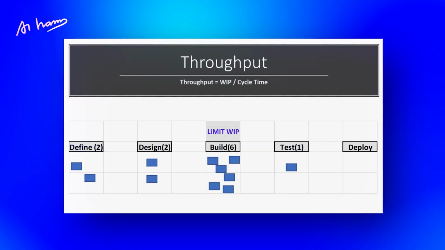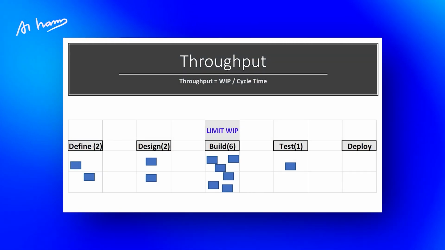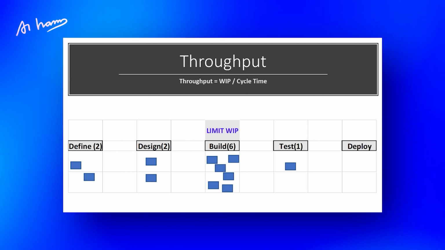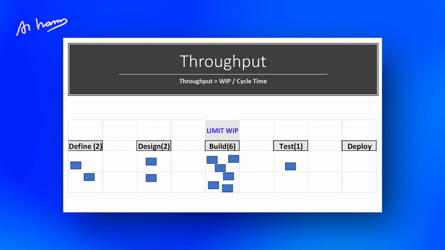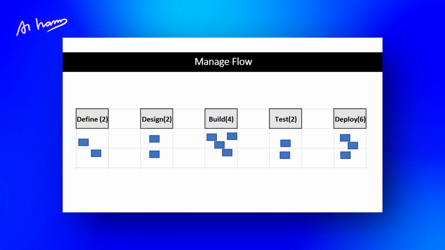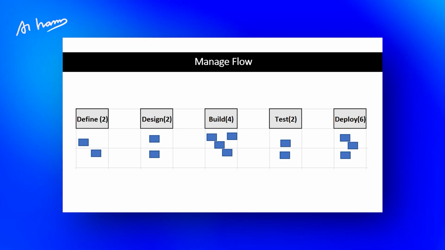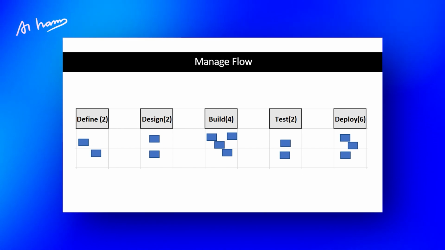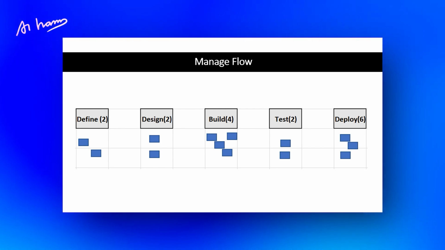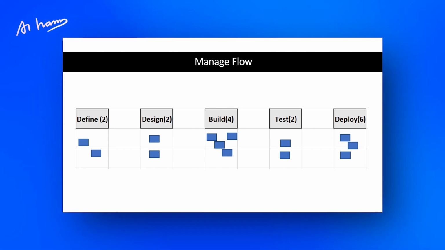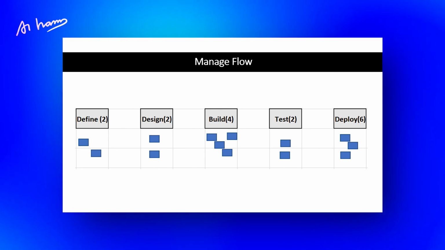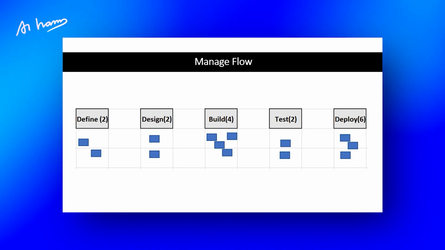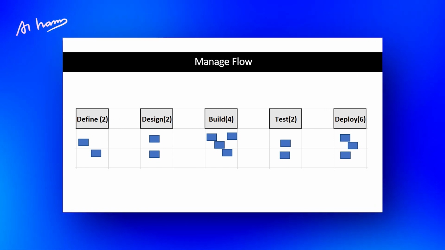That's a concept called throughput. Throughput is work in progress divided by cycle time. We already saw that cycle time is the duration it takes to do one particular task or activity. We are now optimizing the flow, managing the flow. So we saw 6 people earlier in build and test. Now we did a run through of 1 sprint, and we understood what's happening within 10 days. So we are now saying, let's make build 4, testing 2, and define and design 2 is fine.